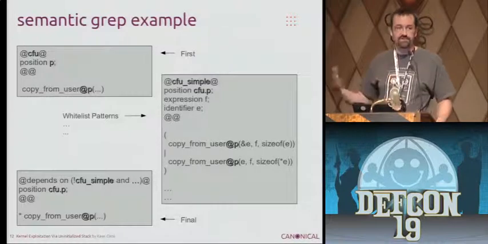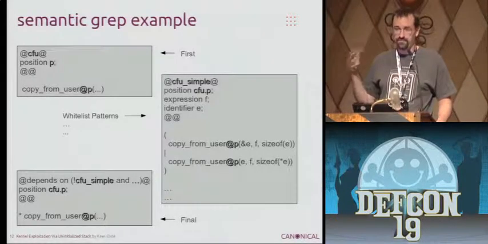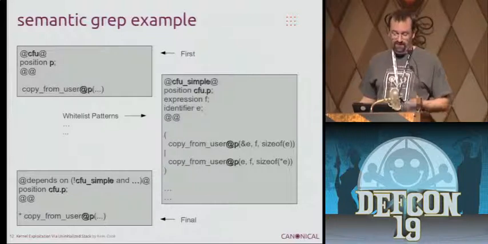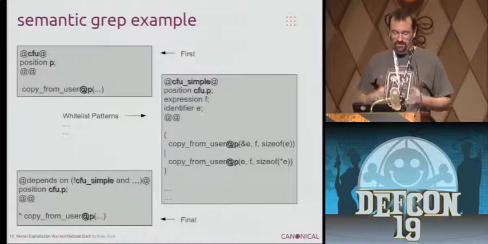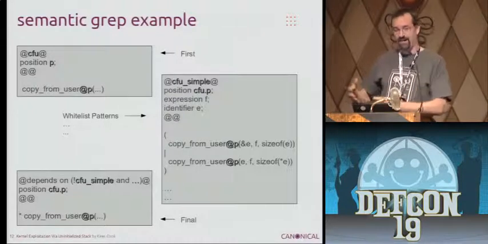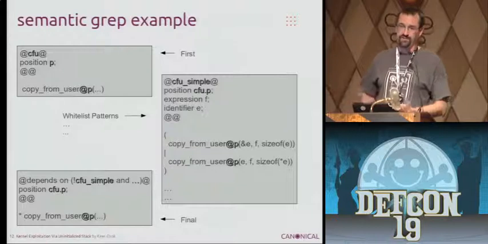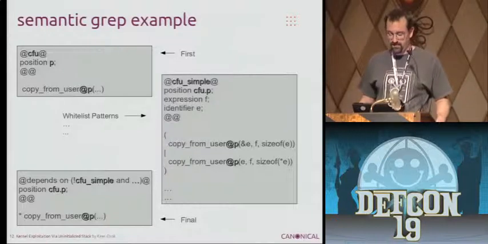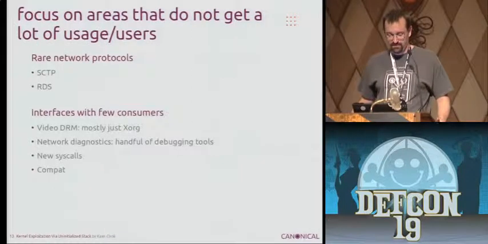So you can create a huge list of good patterns that make sense and you don't need to pay attention to. And then the final chunk of the semantic grep is, if you have a copy from user and it is not at the same position as any of the whitelists, then you have something that actually needs analysis. And that let me look at a bunch of different things.